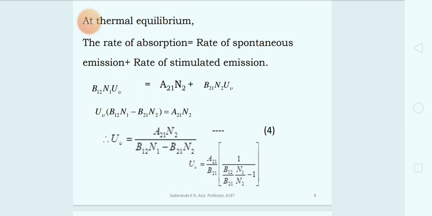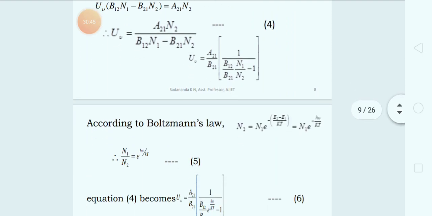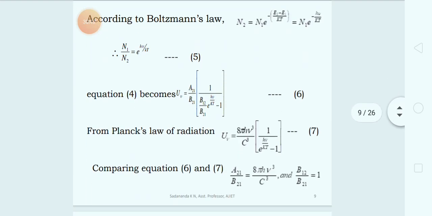So in order to replace the ratio of N1 by N2, that's nothing but the ratio of the number density in the ground state and higher energy state. So we have Boltzmann's law, and it says that N2 is equal to N1 into e power minus (E2 minus E1) divided by KT, or simply you can write N1 into e power minus h nu by KT, where E2 minus E1 is nothing but delta E, that is nothing but h nu.